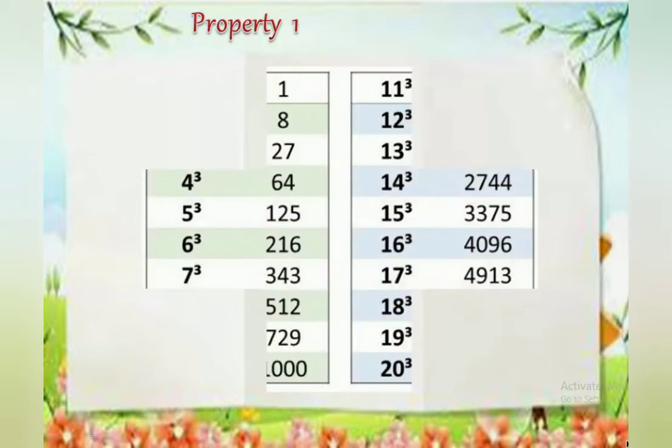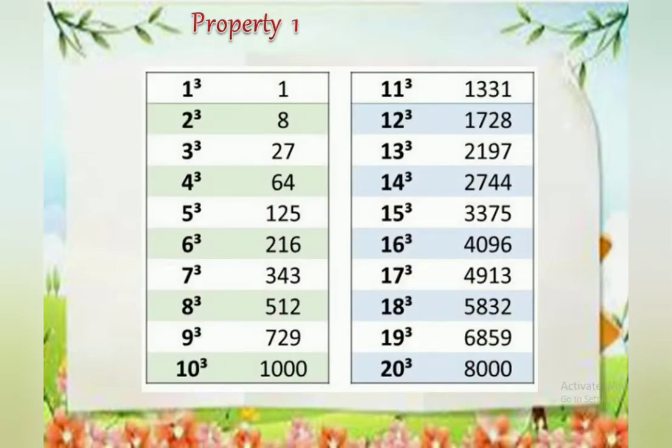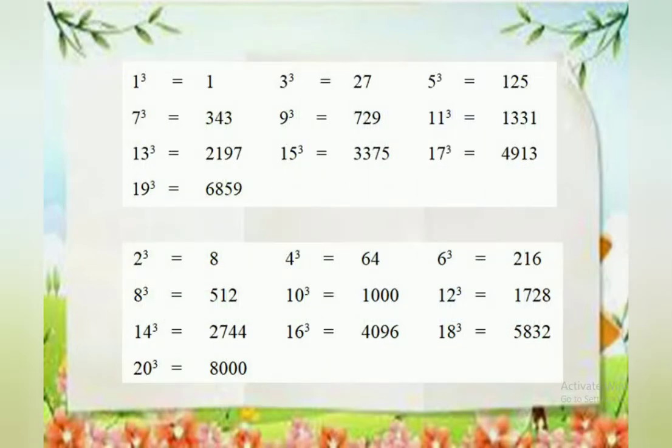Here comes the first property. Let's check the given table. In this table are given the cubes of 1 to 20. Using this table, we are discussing the properties. From the table, we can see that 1 cube equals 1, 3 cube equals 27, 5 cube equals 125, etc. 2 cube equals 8, 4 cube equals 64, 6 cube equals 216, 8 cube equals 512, etc.